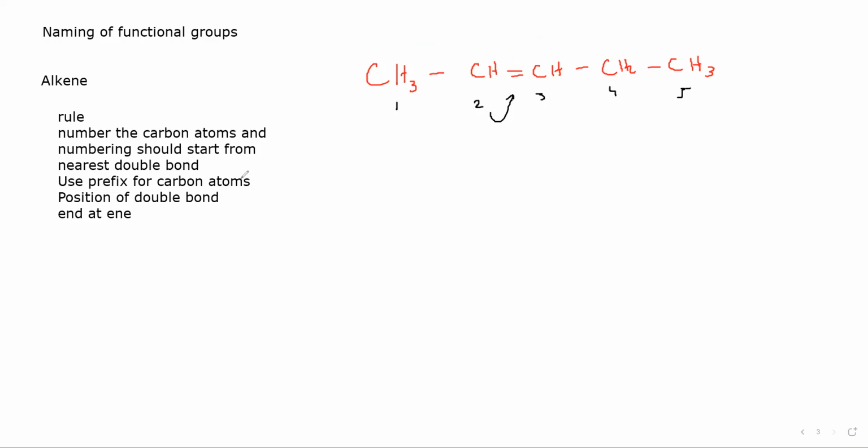Now use a prefix for the carbon atoms. How many carbon atoms are there, and what is the prefix? There are 5 carbons, so I'm using pent. What is the position of the double bond? 2 is the position of the double bond, so it is 2. And ene, because it has a double bond. So it is pent-2-ene. Is it clear how we name this structure?